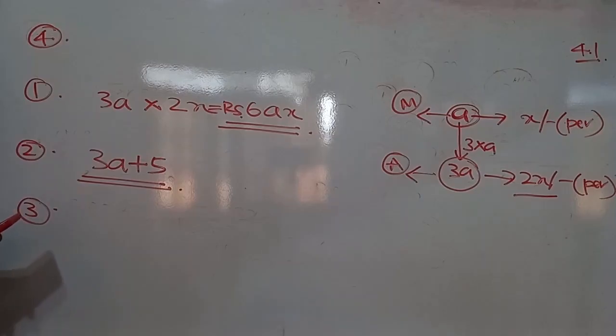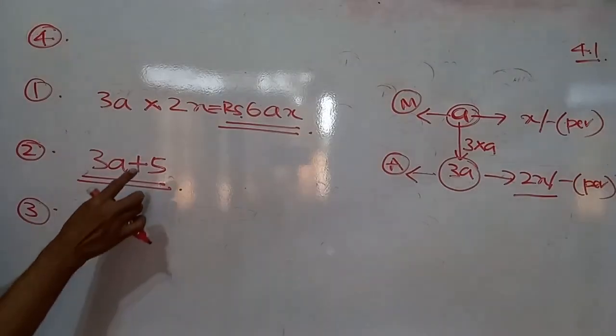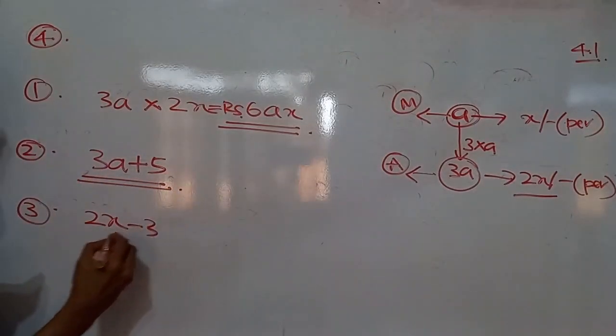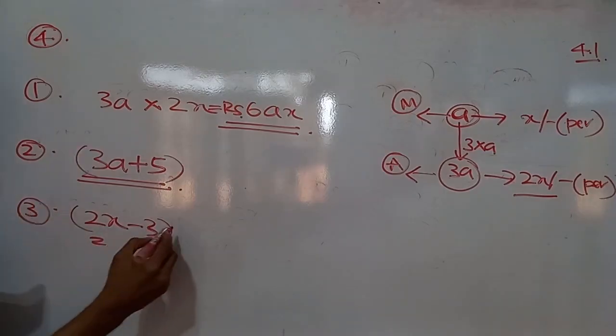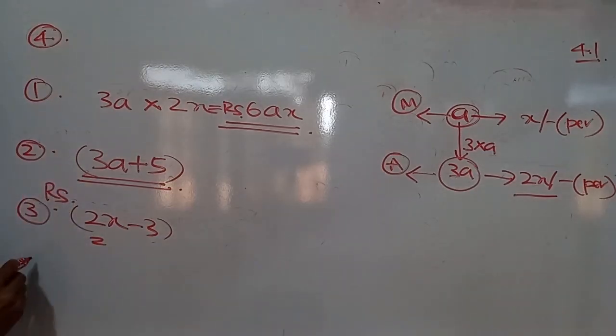Write down the price of an apple in terms of X. How much is it now? What was it before? 2x. He bought 5 more, so the price per apple dropped by 3. So 2x minus 3. Right. So this is in rupees. This should be rupees. Right, this is rupees.